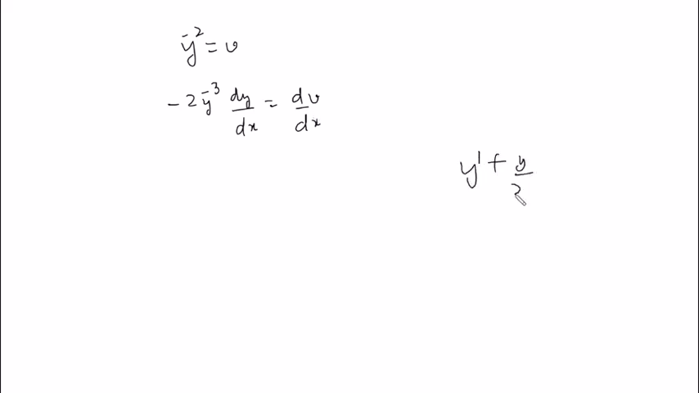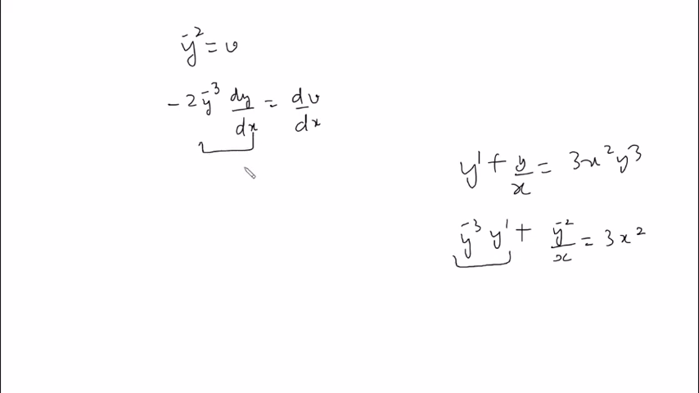So your original one is this. So you divide by y cube. So you get y to the power minus 3 y dash plus y to the power minus 2 by x is 3x square. And now you see for this factor y raised to power minus 3 into y dash. So y raised to power minus 3 y dash is minus half dv by dx.